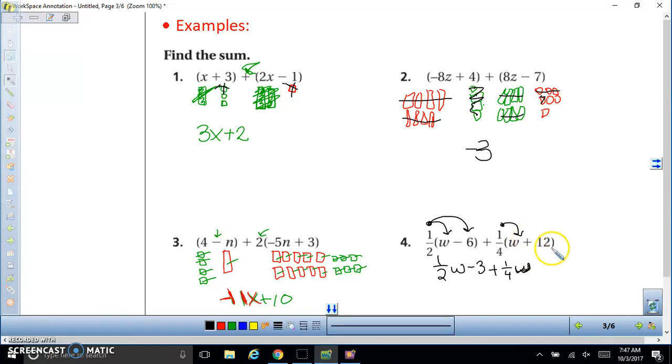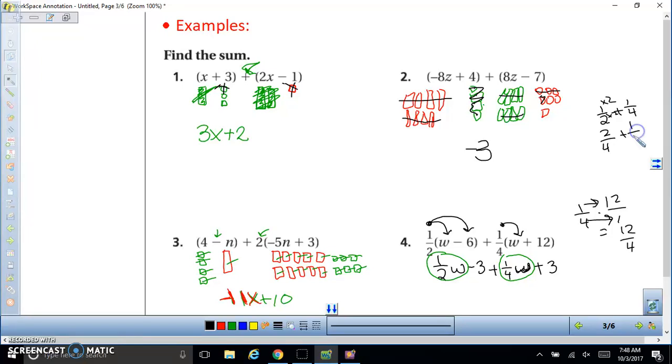And 1/4 times positive 12 is plus 3, because 1/4 times 12 over 1 is 12 divided by 4. Remember, you multiply across, and that's 3. All right, now we're going to identify those like terms. So we have a positive 1/2 w, and we have a positive 1/4 w. 1/2 plus 1/4. Got to multiply by 2. 2/4 plus 1/4 is 3/4. So now we have 3/4 w.